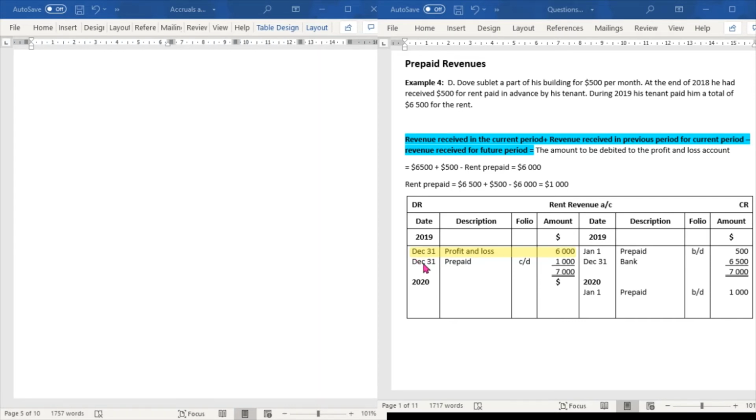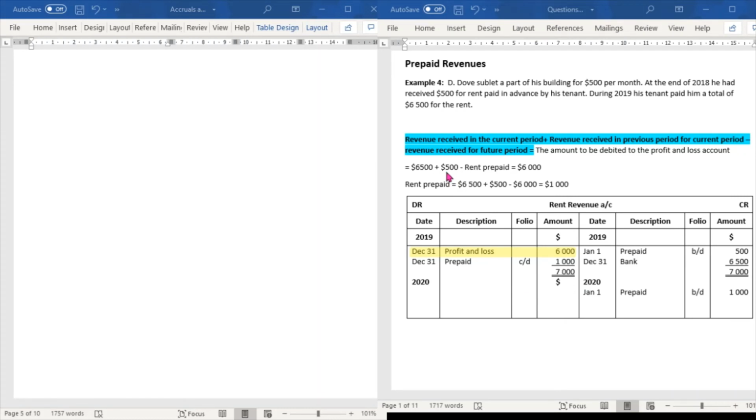Okay, so it's prepaid carried down, and when it is brought down, it will be brought down on the credit side in the next period. So that makes it a current liability. D-Dove owes the tenant this amount of money. The tenant had prepaid it.